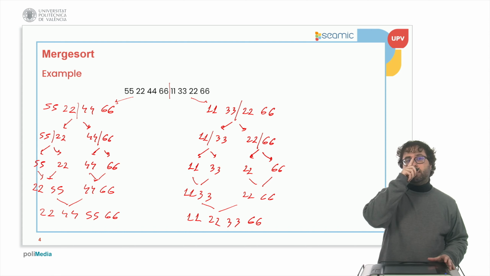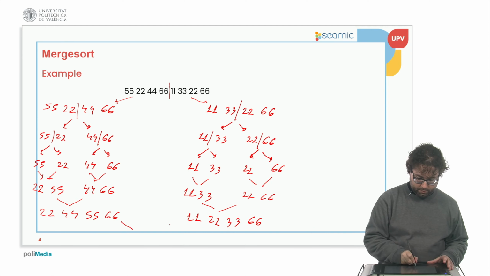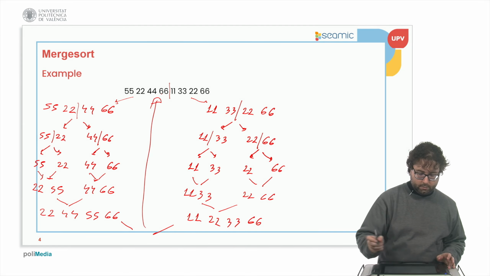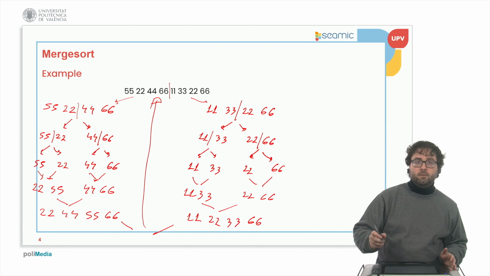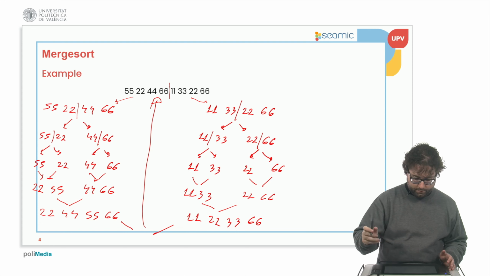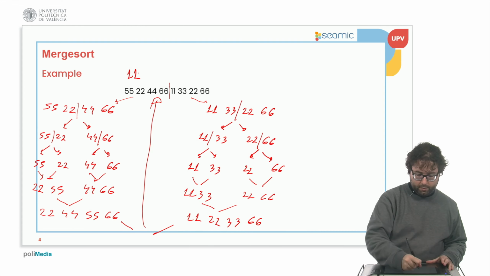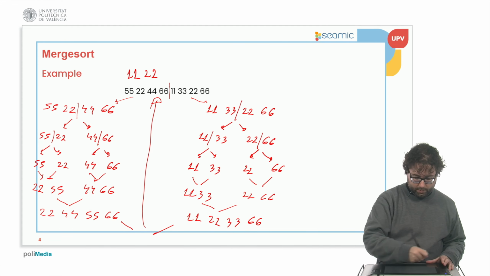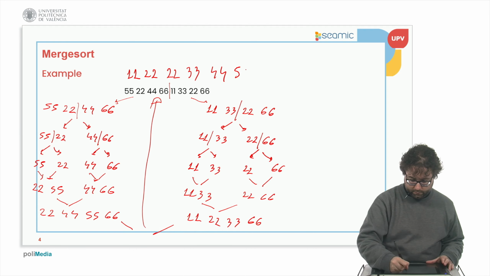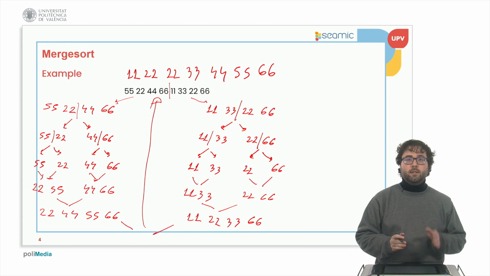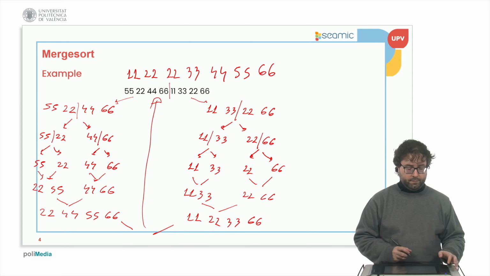And the final step would be combining both of them. That will lead to the final solution. That's the first with the first. In this case, second with the second. 33, 44, and 66. So this will be the sorted sequence.